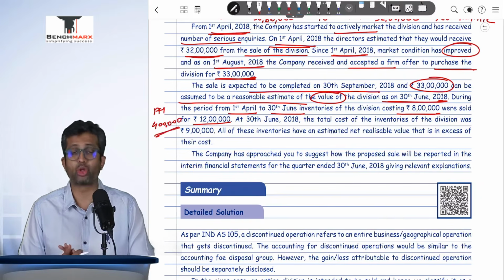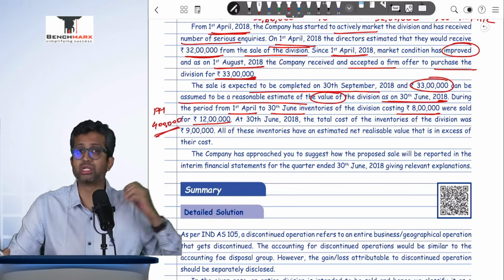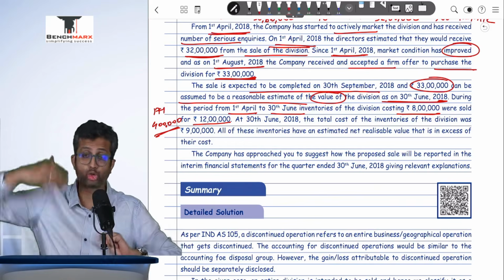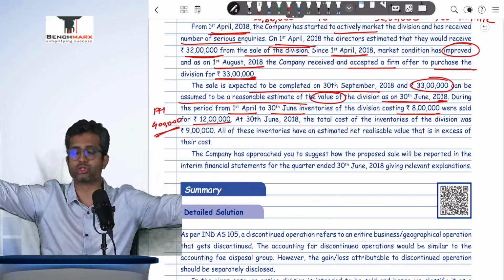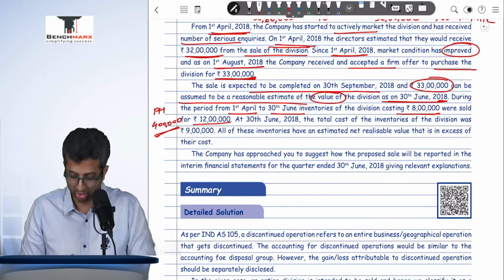During these 3 months, on sale of these inventories, remember this profit will be shown separately because this is a discontinued operation, and hence this 4 lakhs of profit will be shown as a separate line item. I will not show sales of 12 lakhs, I will not show COGS of 8 lakhs, I will show the profit of 8 lakhs separately because this is a discontinued operation as well.